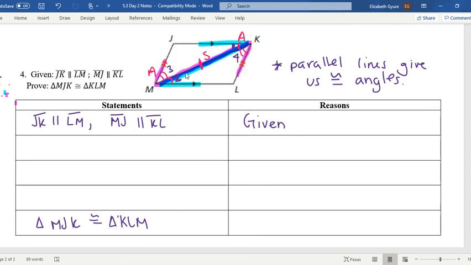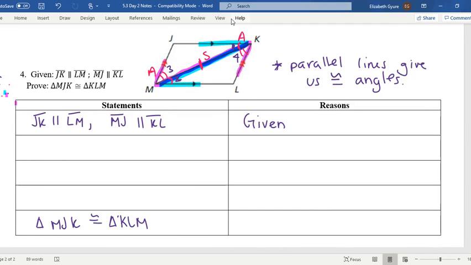Absolutely, Gannon. Good. It would be angle, side, angle. And this is why your labeling is so important, because hopefully you're seeing this, we have an A, an S, and an A.